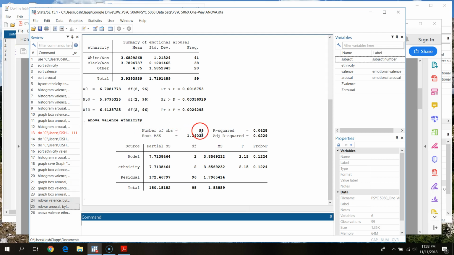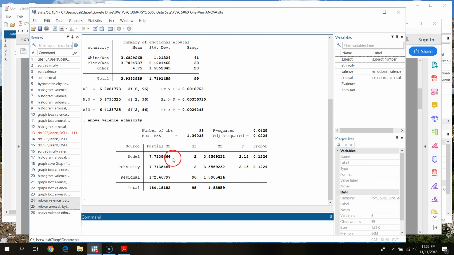We see that we've got 99 people in our sample. Our R-squared value in this table, 0.0428. Keep that in mind. SPSS doesn't give you this, but Stata does. This is our R-squared value. If we're taking a regression approach, this is also going to be our eta squared. Okay.